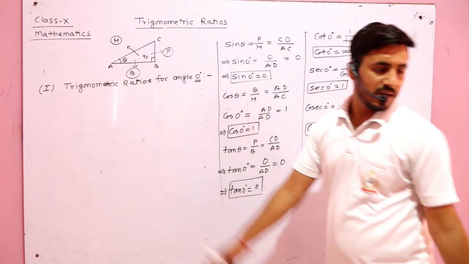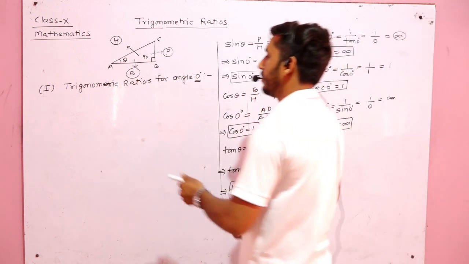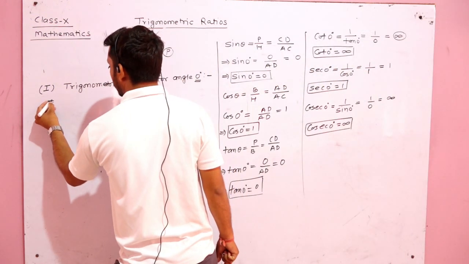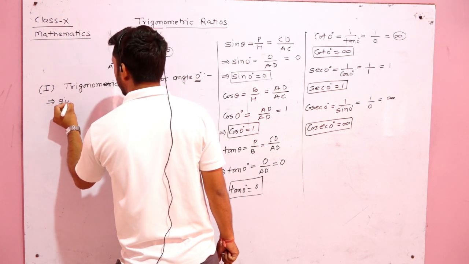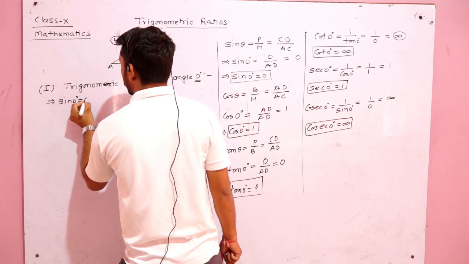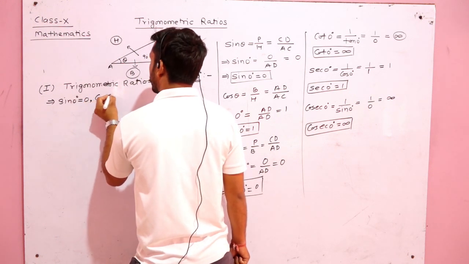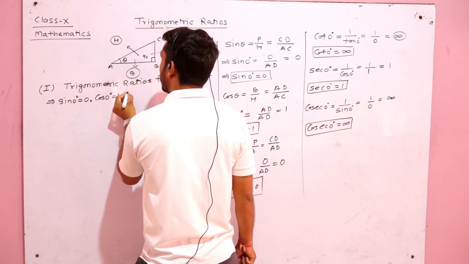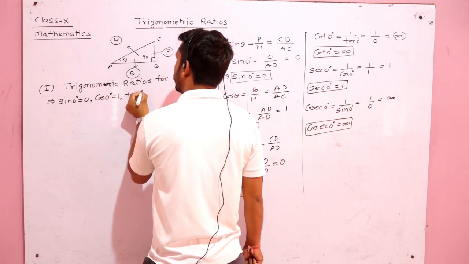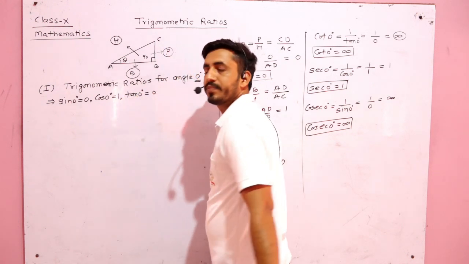Okay, in this condition I'm writing all the results together. First one is sin 0 degree, which is equal to 0. Next one is cos 0 degree, which is equal to 1. Next one is tan 0 degree, which is equal to 0.